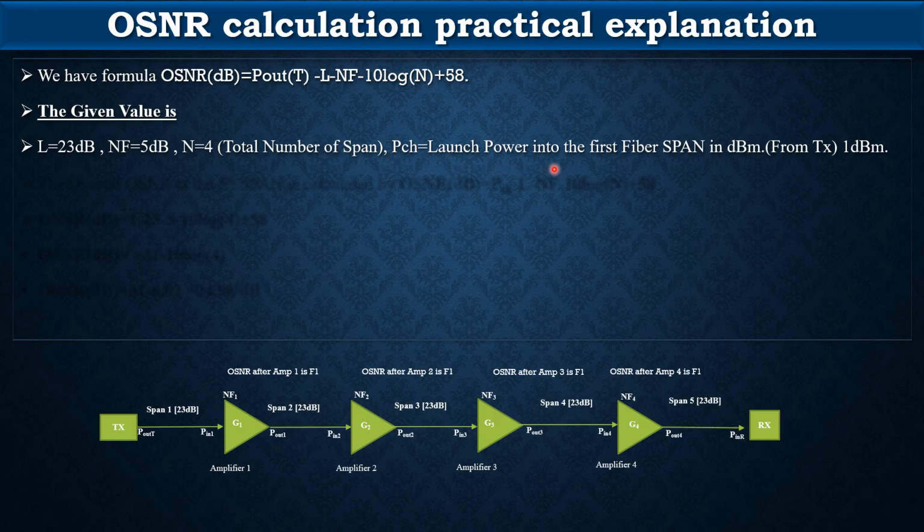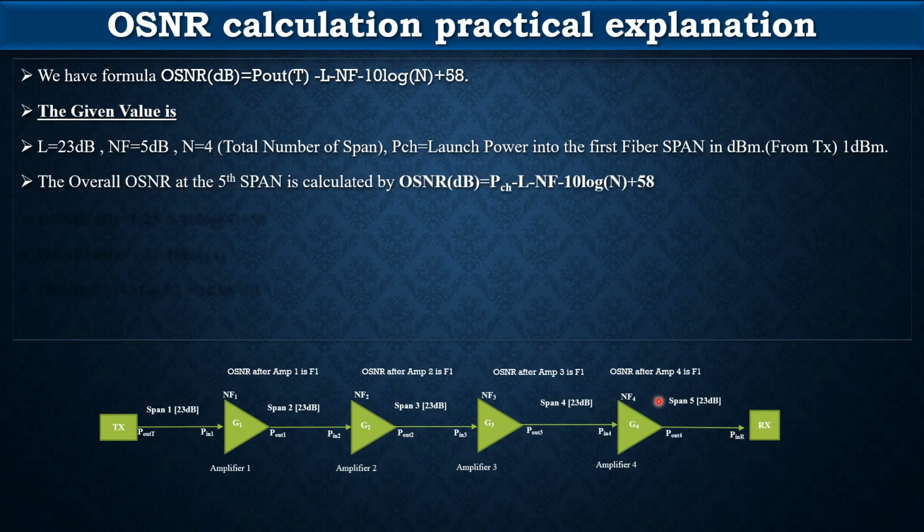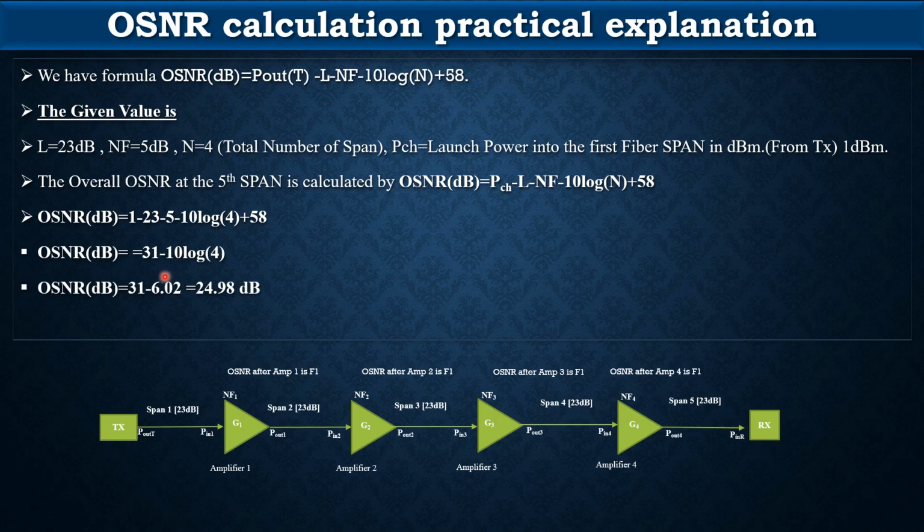PCH is the launch power into the first fiber span in dBm from the transmitter. So the overall OSNR at the fifth span is calculated by this formula: PCH minus L minus NF minus 10 log 10 N plus 58. So OSNR in dB is equal to 1 dBm, the channel power, minus 23 minus 5 noise figure minus 10 log 10 of the number of spans plus 58. We have just put all these known values in this formula. After simplifying these equations, we finally get 24.98 dB. So this is the overall OSNR received at the receiver.